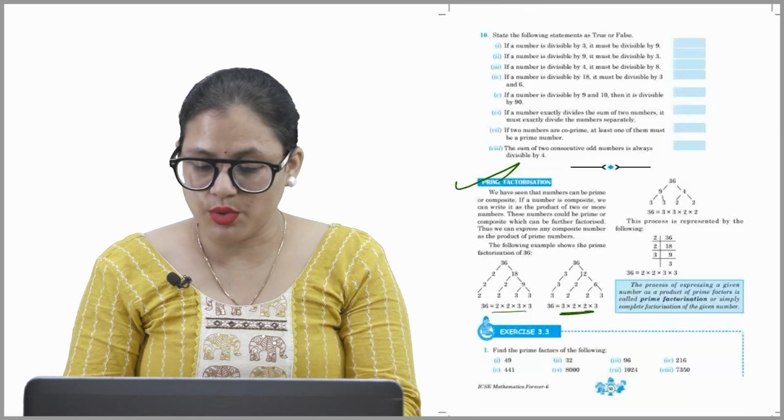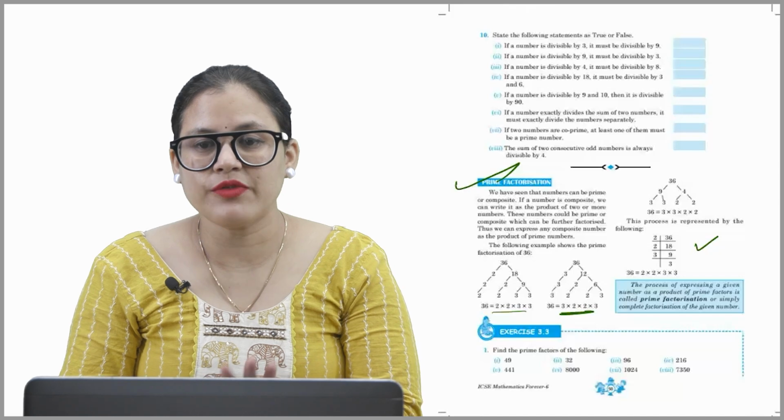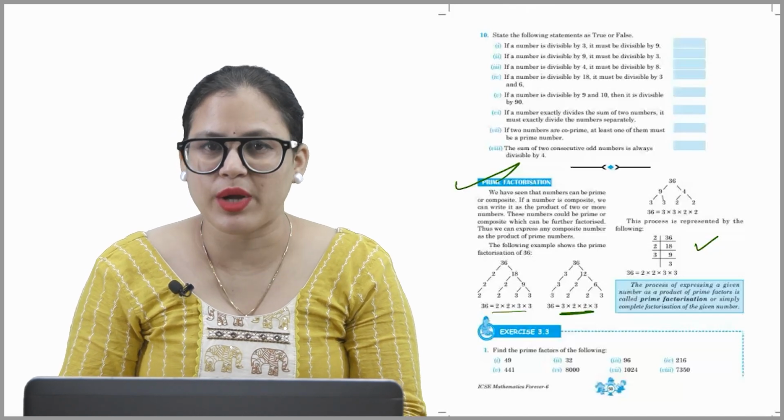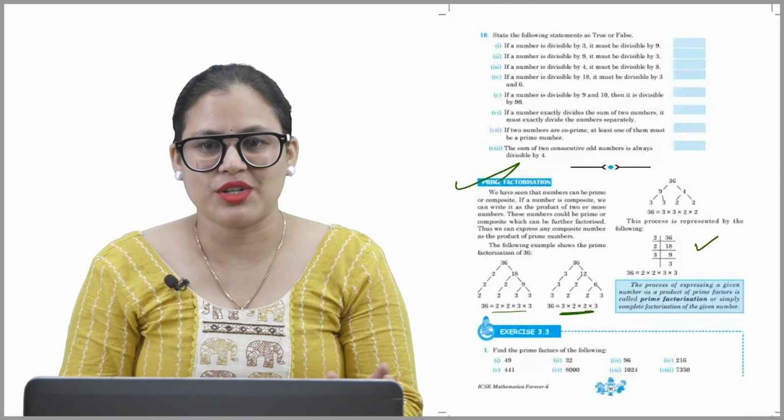This process is also represented by the following method. The process of expressing a given number as a product of prime factors is called prime factorization, or simply complete factorization of the given number.